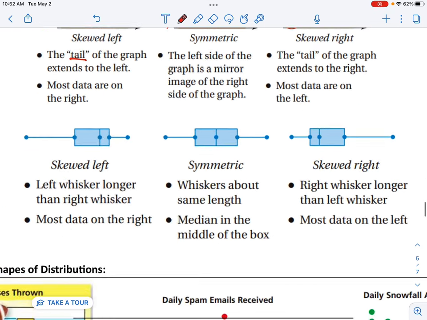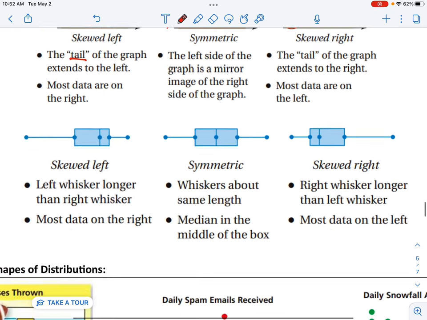Okay, so these ones are easier to determine, because it's just about the whisker lengths. So this is symmetric because the left whisker and the right whisker are about the same length, and the median is in the middle of the box. If you cut it right down the middle of the median, the left and the right side would look exactly the same. That's what symmetric is. Whereas this one, skewed right, the right whisker is longer than the left whisker, which makes it skewed right, which means most of the data is on the left side.